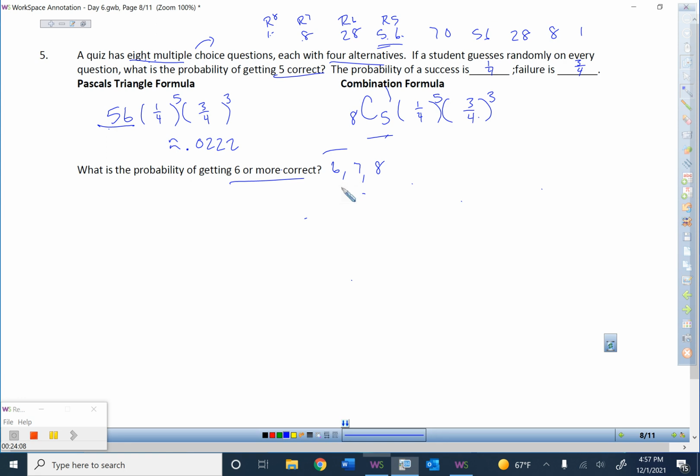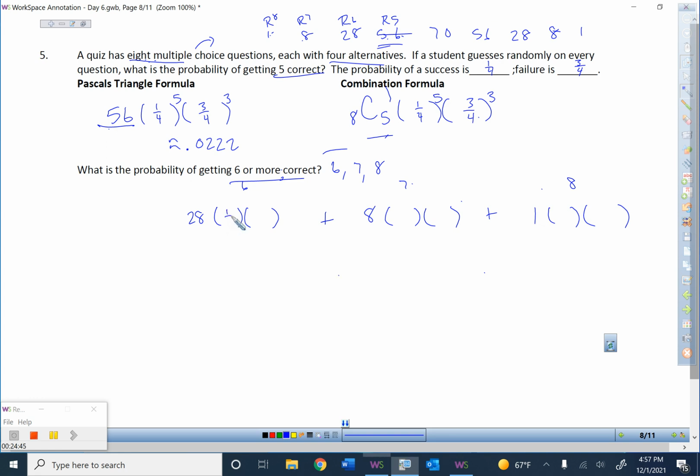So first step, is the 6. Second up is the 7. And last is the 8. And remember, when there's more, you just add them. Okay, let's use Pascal's triangle because it's there. 6 correct is 28. 7 correct is 8. And all of them correct, there's only one way, we know that.